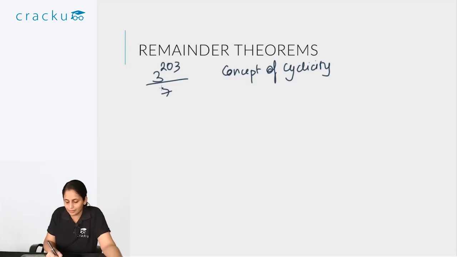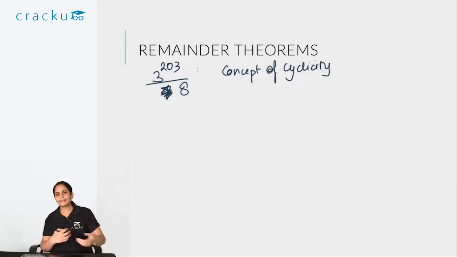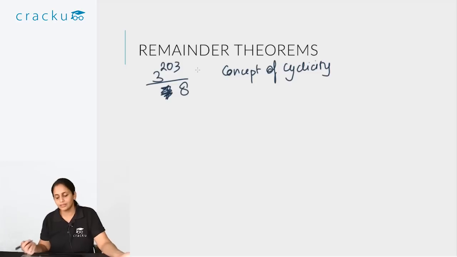In this case, 7 is a prime number, so it would make more sense to use Fermat's theorem. But suppose it was not like this, suppose this was 8. In this case it's difficult to directly use Fermat's theorem. So in that case, if the numbers both in numerator and denominator are single digit numbers, the numerator being a single digit raised to some index and the denominator a single digit number, then use the concept of cyclicity of remainders. So what is the concept of cyclicity of remainders?